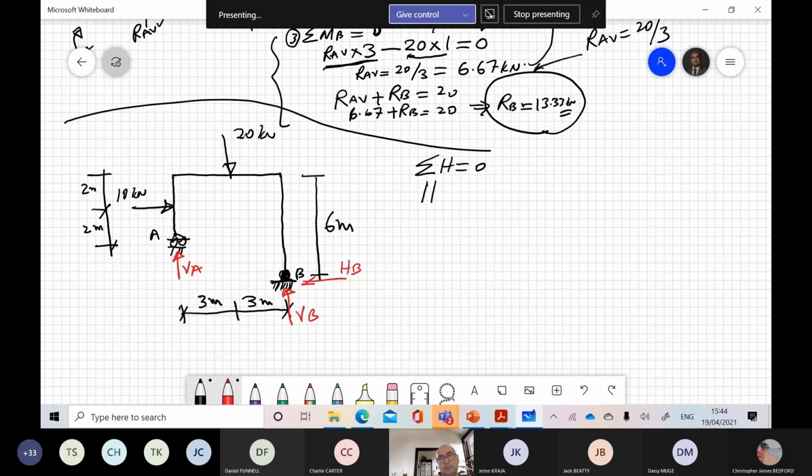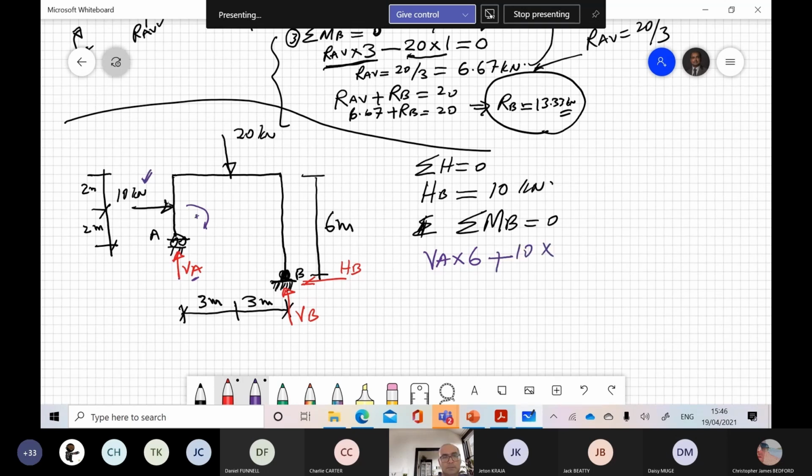There are 2 horizontal forces. I would say that HB equal to 10 kilonewton. So summation of moment at B equal to 0. You will start with VA times distance between A and B is 6, 10 kilonewton. This 10 kilonewton is generating clockwise moment with respect to B. Distance between this force to support A is 2, and from the overall distance is 6. So which means that distance from this horizontal point load to B is 4. And then minus this 20 kilonewton will create anti-clockwise moment. So 20 times 3, this is equal to 0.